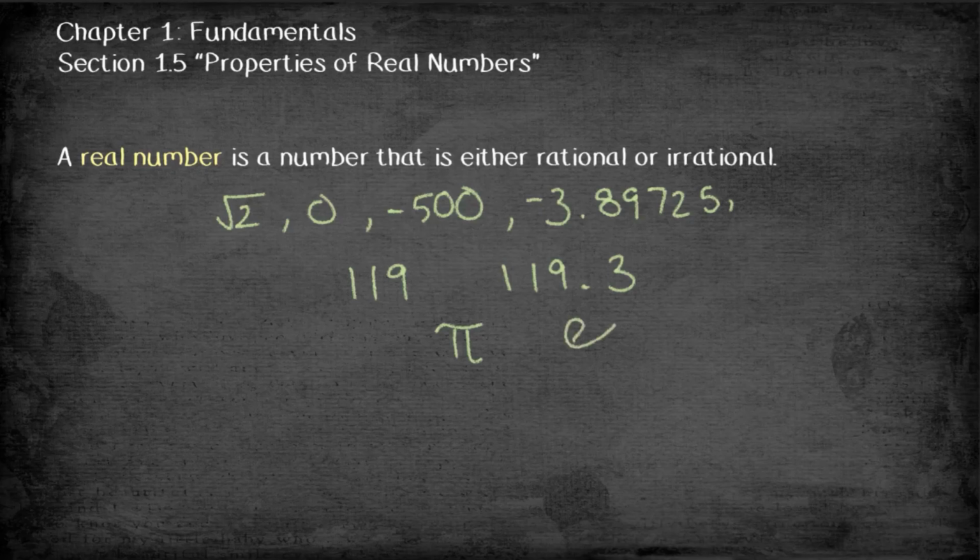Pi, Euler's constant E. So we have integers, we have rational numbers, we have irrational numbers. All of those are under the umbrella of a real number.